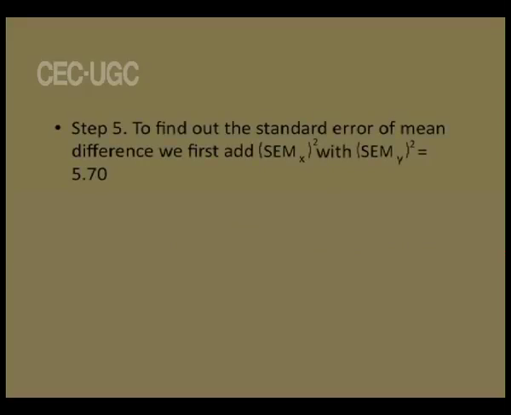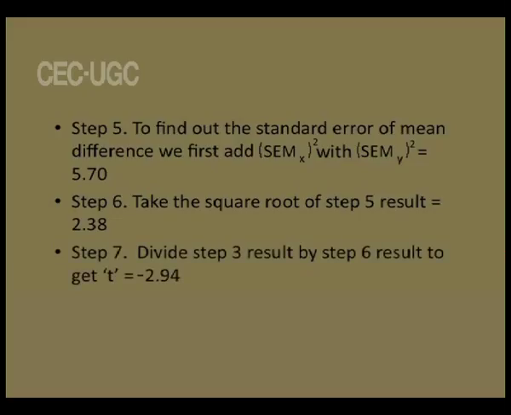Step 5. To find out the standard error of mean difference, we first add the standard error of mean X squared with standard error of mean Y squared, which will be equal to 5.70. Step 6. We take the square root of the result we obtained from step 5, and this will give us a value of 2.38. Step 7. We divide the result we obtained from step 3 by the result we obtained from step 6 to get the value of t. And the value of t here is minus 2.94.